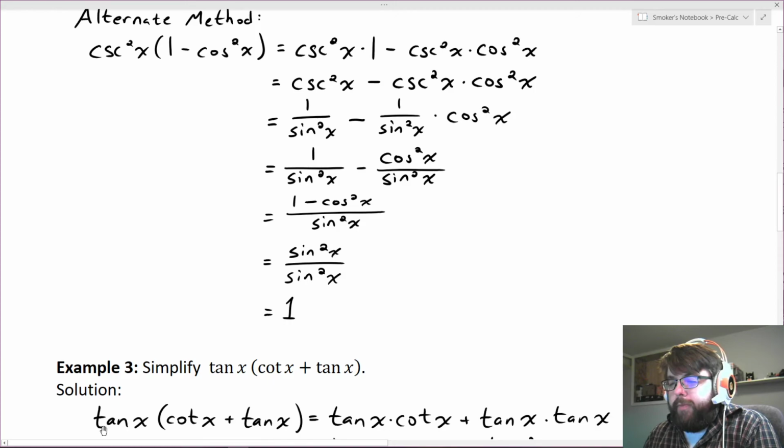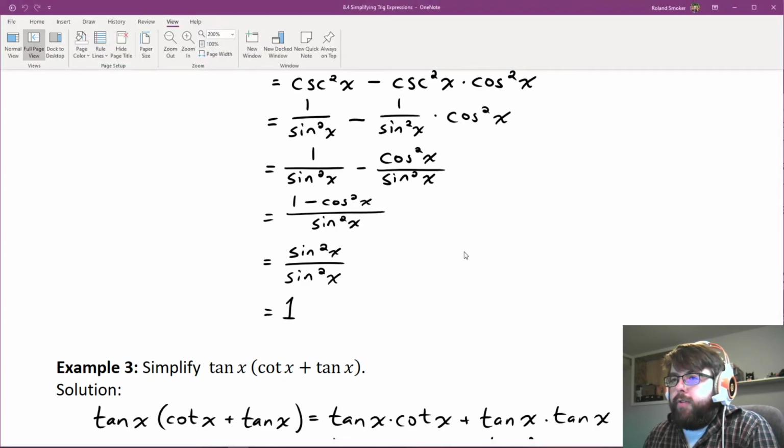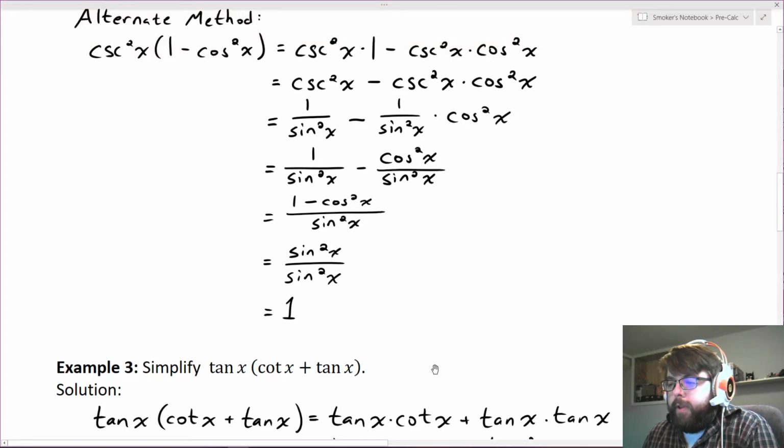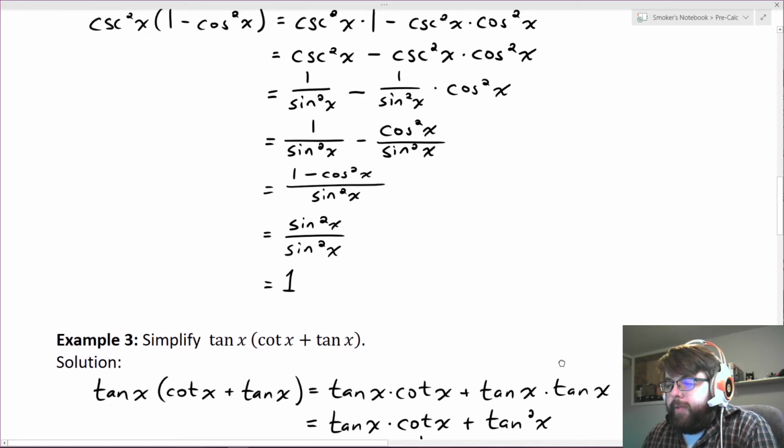Okay, so I'm going to start by distributing the tangent into both of these. And again, there's multiple ways you can do this. This is not the way you have to do this one. It's the way I chose to do it, but there are many different ways to do these. So I distributed the tangent in, and I have tangent times cotangent plus tangent times tangent. Well, the tangent times tangent becomes tangent squared. So I have tangent times cotangent plus tangent squared.